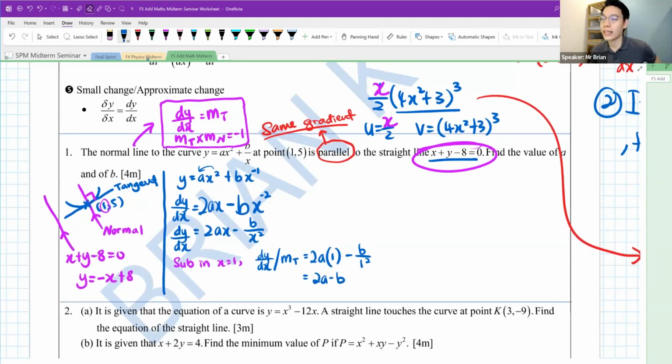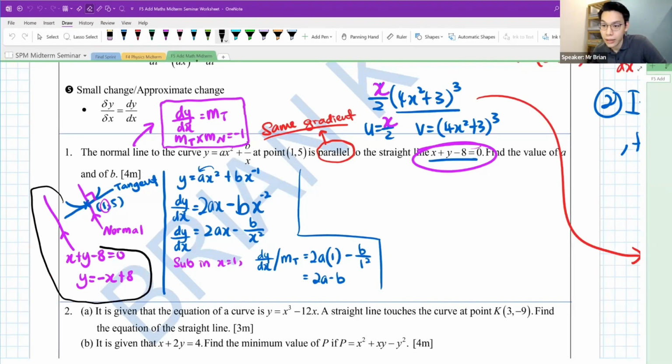I think everyone should be able to get this because this question is actually quite common. Normally, we always like to sub in a point and find mt. But you must remember dy/dx is mt. It's never ever mn. Okay, how to continue? I've got my mt already. We haven't done anything about this line, right? But since this purple line and these two are the same gradient, they are parallel. Can I say that the gradient of the normal is actually equal to -1?